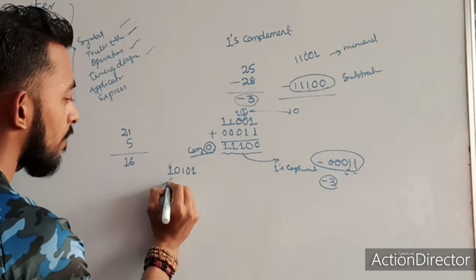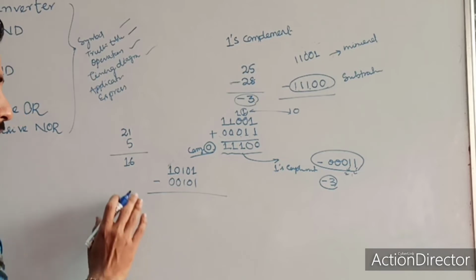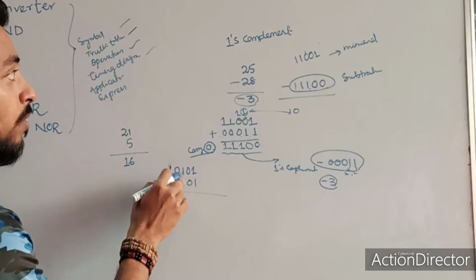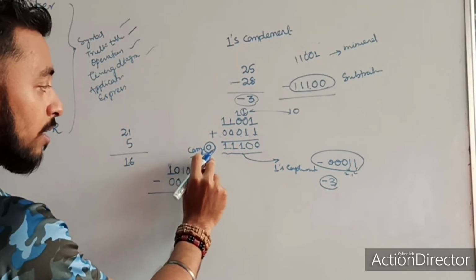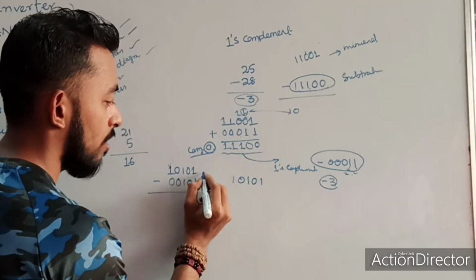What is the representation of 5? Which is nothing but 0, 0, 1, 0, 1. I am going to subtract. I am not going to do simple subtraction. I am going to do it using ones complement, and I will see whether my carry is coming or not. Then I will write 1, 0, 1, 0, 1 is this value.